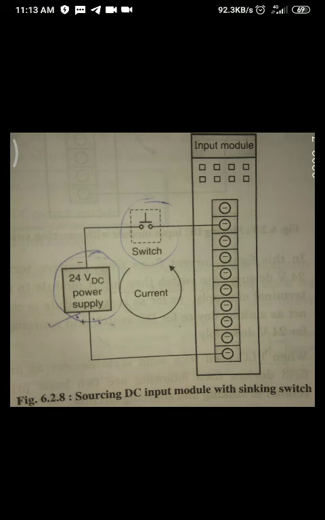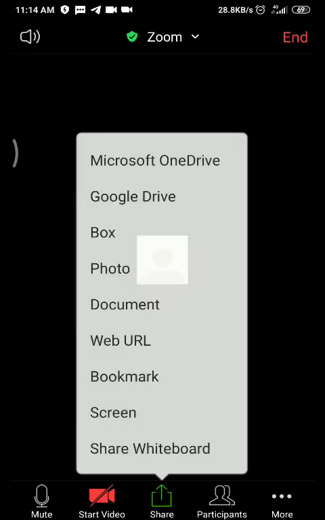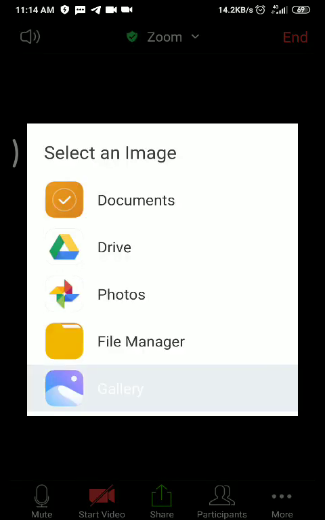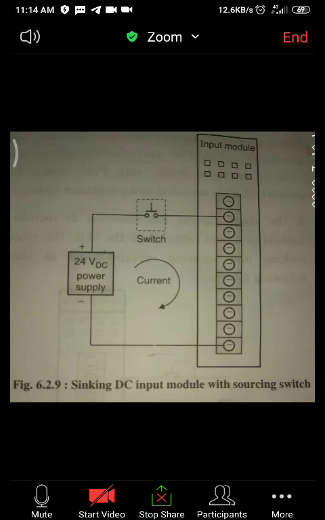After pressing the switch, the status table of the input module will be updated. But the most important thing is that here the battery terminals are reversed. That's why the module is becoming the source of current and the switch is becoming the sinking switch. So what will happen if you reverse the terminals of the battery? See now the next diagram I am showing you. In this diagram, the battery terminals are reversed only, nothing other than that.